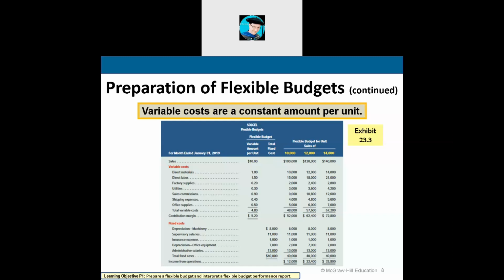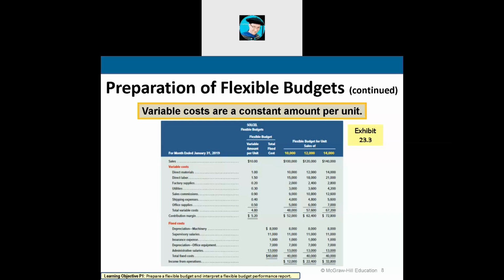Well, the fixed costs don't change, right? Because they stay the same. Your variable costs change with the level of output. That's why they're called variable. Direct materials, direct labor, factory overhead, all those things change with the level of output. The more you make, the higher those costs are going to be. So that also changes the contribution margin. Sales minus your variable costs equals your contribution margin. You know that. We've talked about that a few times.